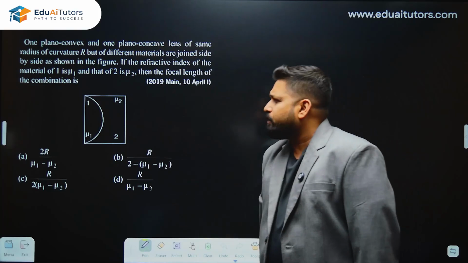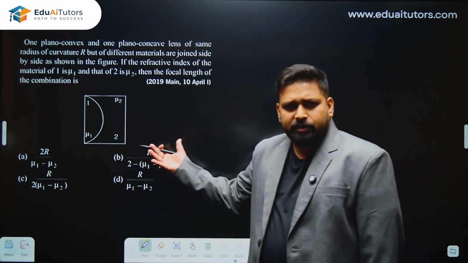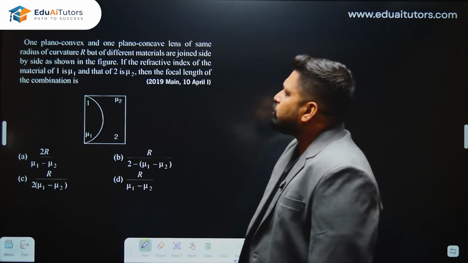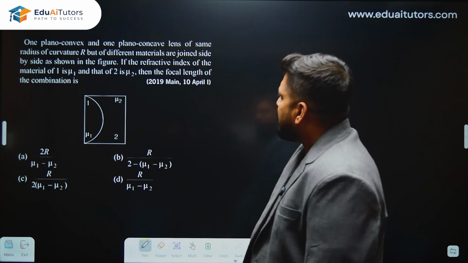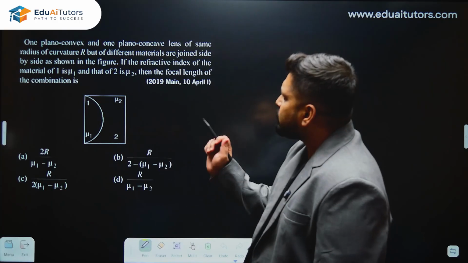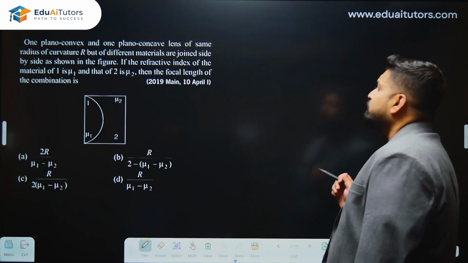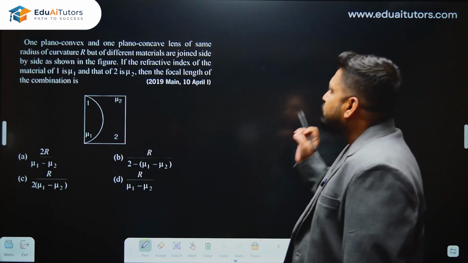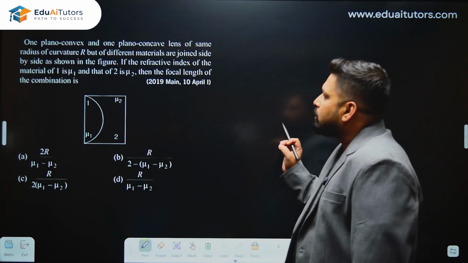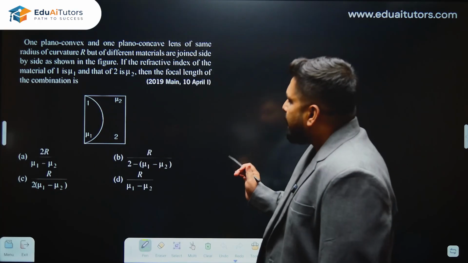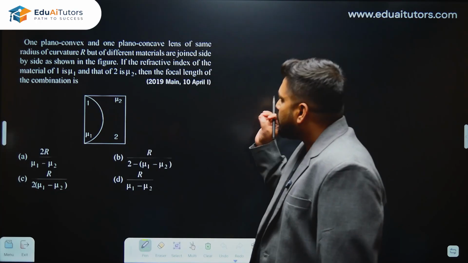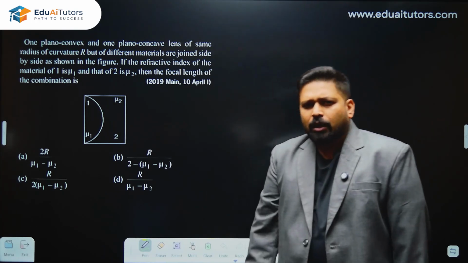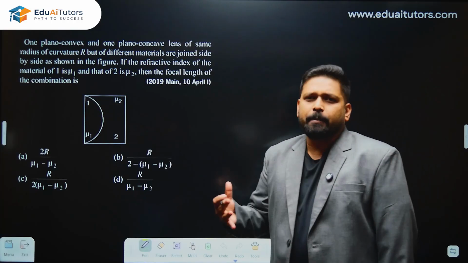This is actually a JEE problem, but similar problems have occurred quite frequently even in our NEET exam. The question is, one plano-convex and one plano-concave lens of same radius of curvature R, but of different material, are joined side by side as shown in the figure. If the refractive index of the material of one is mu1 and that of two is mu2, then the focal length of the combination is. Now look at this question. Do you think you will be able to do it?